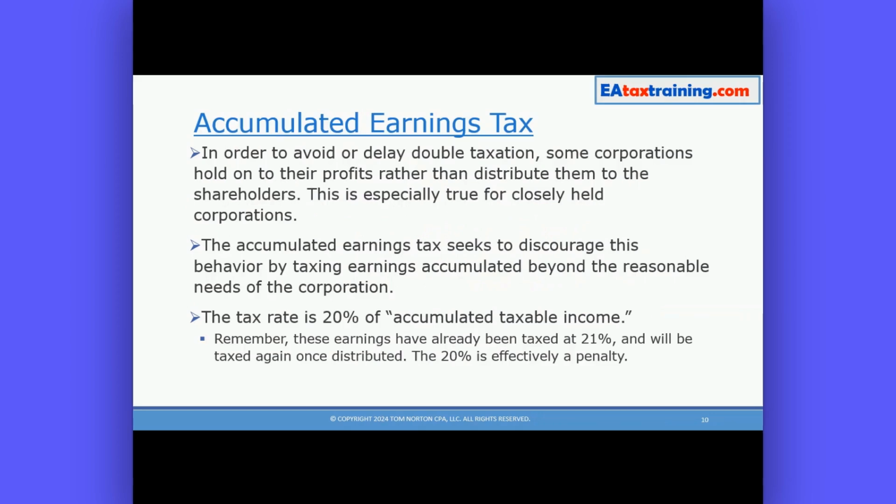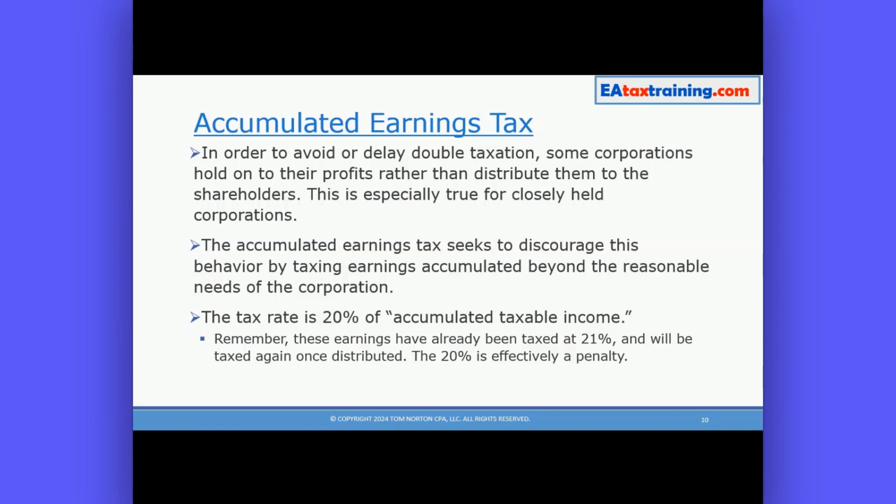The accumulated earnings tax. Because of this double taxation issue, what some corporations have thought to do is just to hold on to all their profits rather than distribute them out. If they never distribute them out to the shareholders, then you never have the double taxation issue. Or if you just wait to distribute them, you can at least delay when that second tax has to be paid.